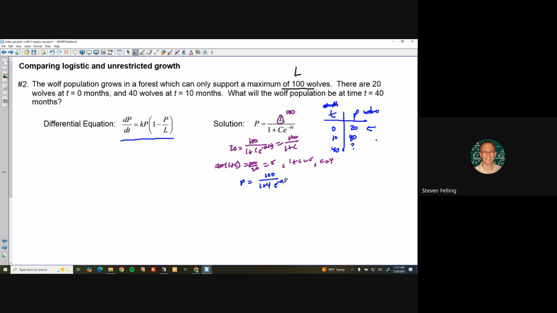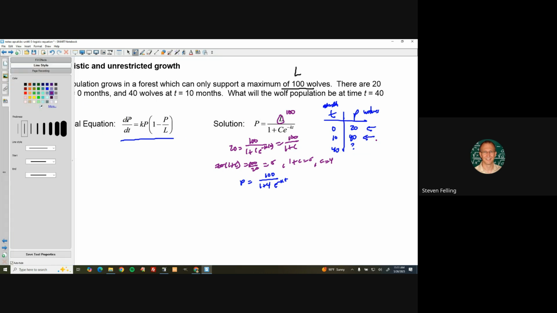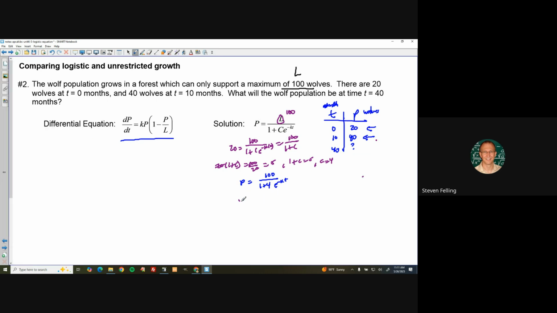Now we have one more constant to solve. We'll use this initial condition to do that. So I'm going to plug in 40 for the population. 1 plus 4e to the negative k, and that happens when t is 10 months. So we can do the same thing, multiply this and divide by 40. We're going to get 1 plus 4e to the negative 10k equals, I'm swapping positions, 100 over 40, which is 10 fourths, which is 5 halves.